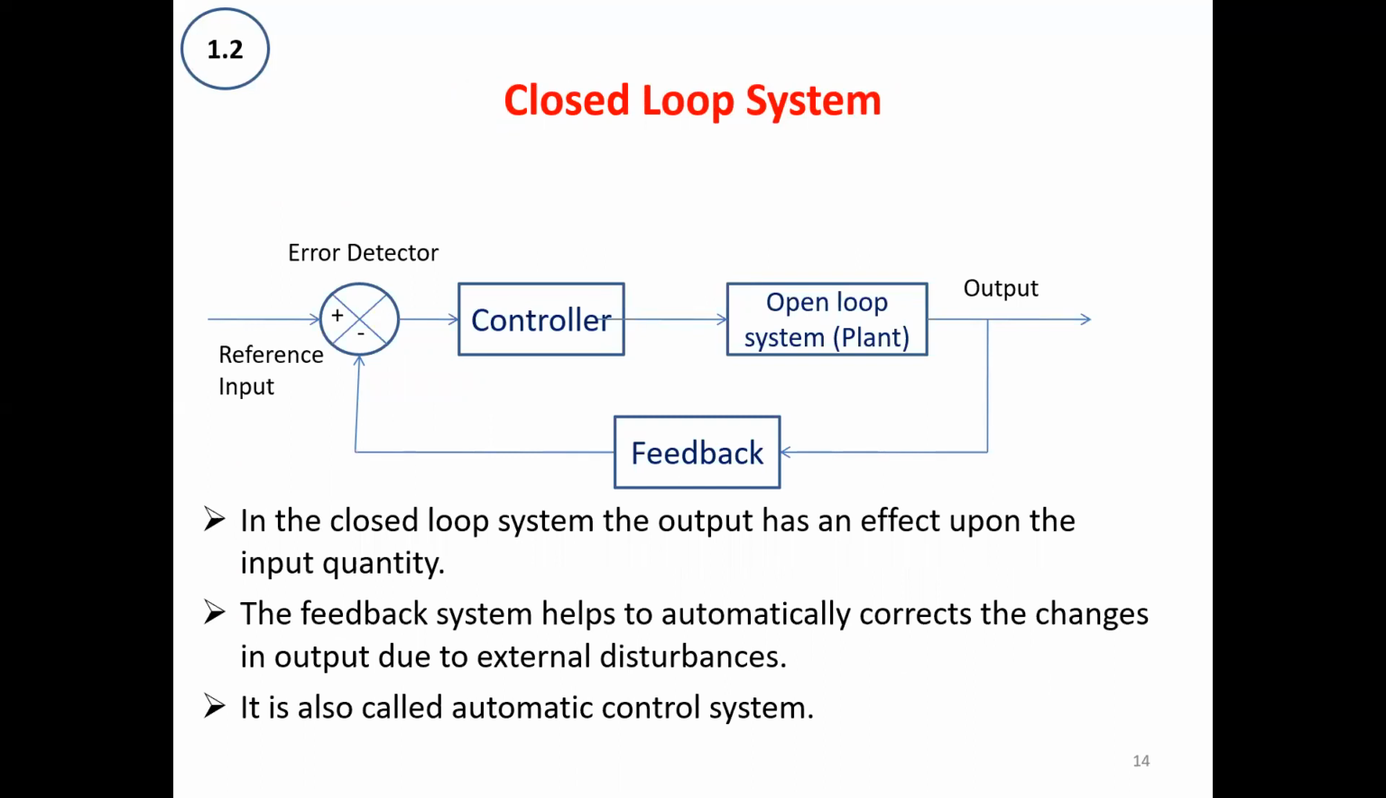And this is a closed loop system where we are going to have an error detector, controller, open loop system, a plant and a feedback. So here we are going to correct automatically. And here we have a feedback system to get the desired output. It is a system in which the output has an effect upon the input value.